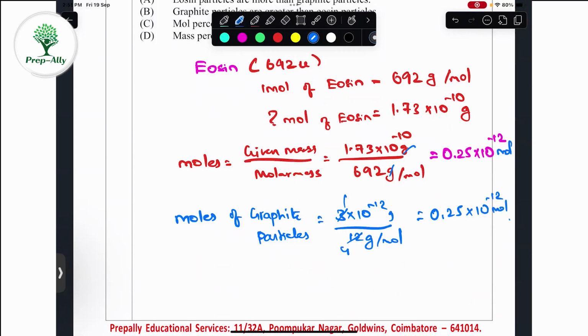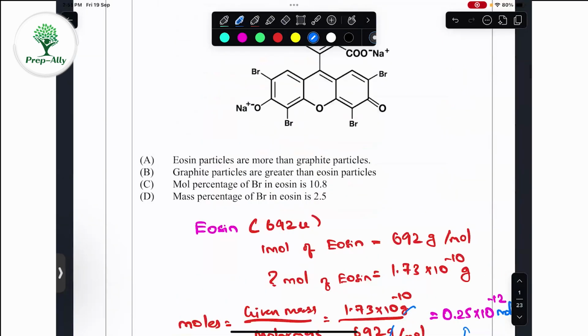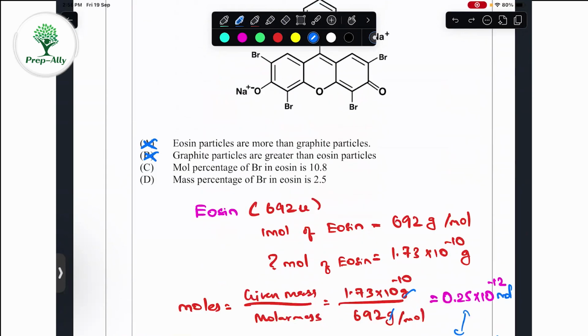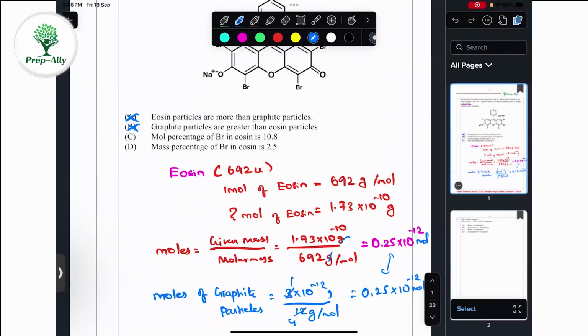So you can see both are in equal amount, eosin and graphite, so you can eliminate these two options directly. Eosin particles are more than the graphite particles? No, it is equal. Graphite particles are greater than the eosin particles? No, it is equal. And what about the mole percentage? How to calculate the mole percentage?